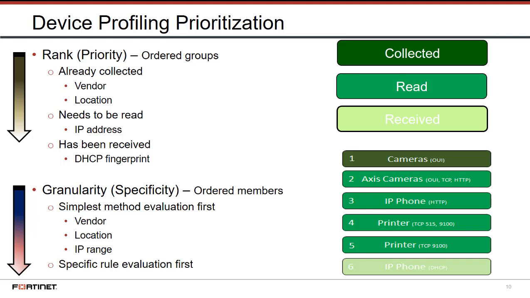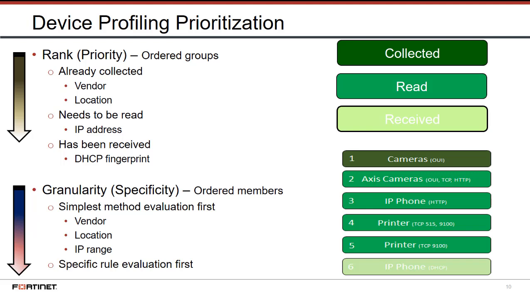So the collected group should be anything that uses nothing more than vendor or location as methods. This is because these are the easiest and quickest to evaluate, because there is no need for the Fortinet to go gather additional information. If they only have vendor or location, or a combination of those 2, then the rule goes into the collected group.